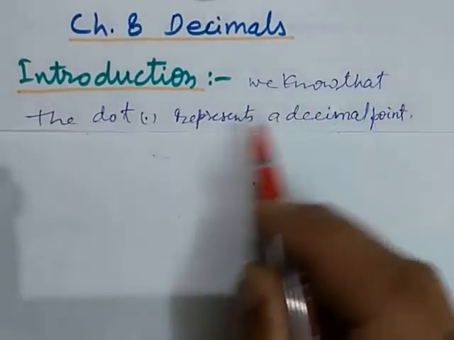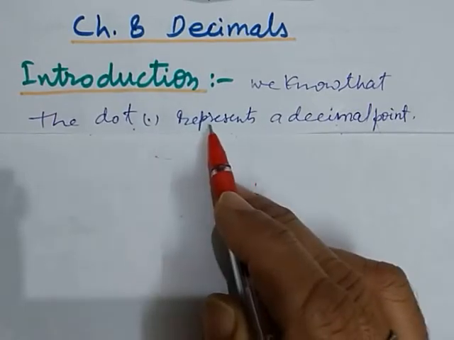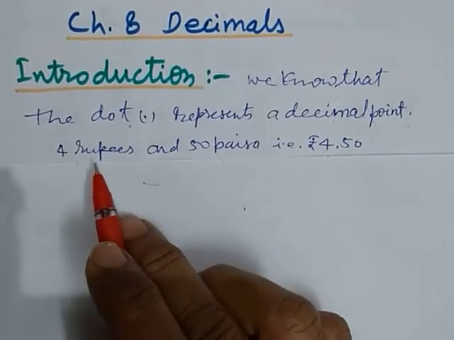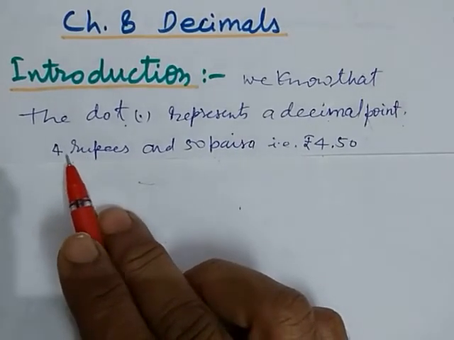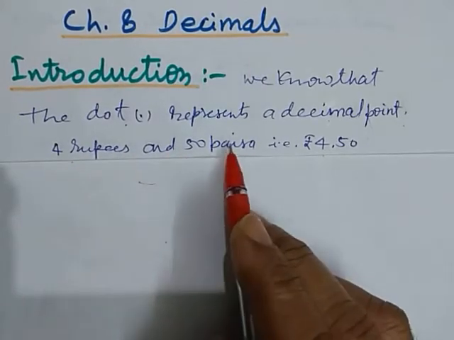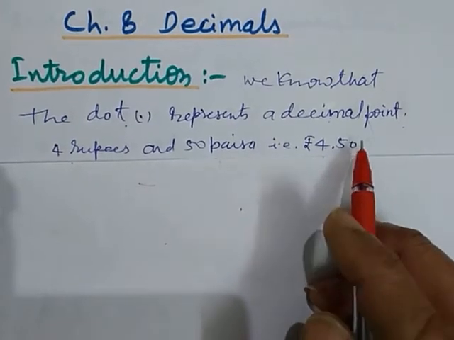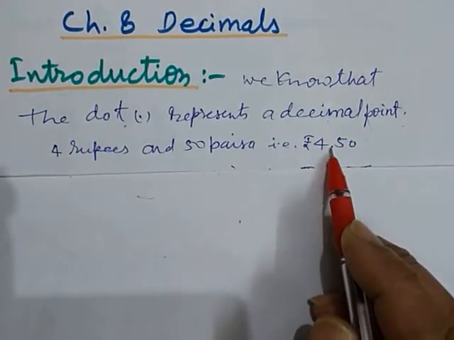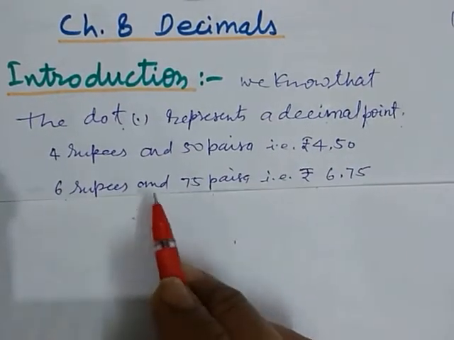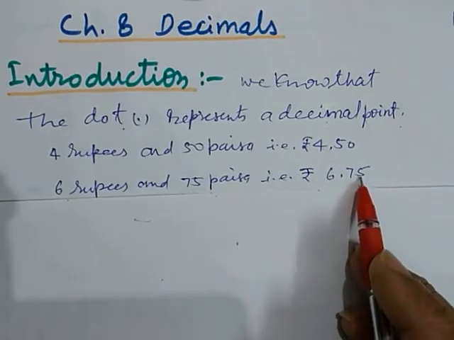We know that this dot represents a decimal point. Okay? We take an example: 4 rupees and 50 paisa. If we have 4 rupees and 50 paisa, we can represent it like rupees 4.50. So this is a decimal. This is the way we represent it. If we have 6 rupees and 75 paisa, that is rupees 6.75.